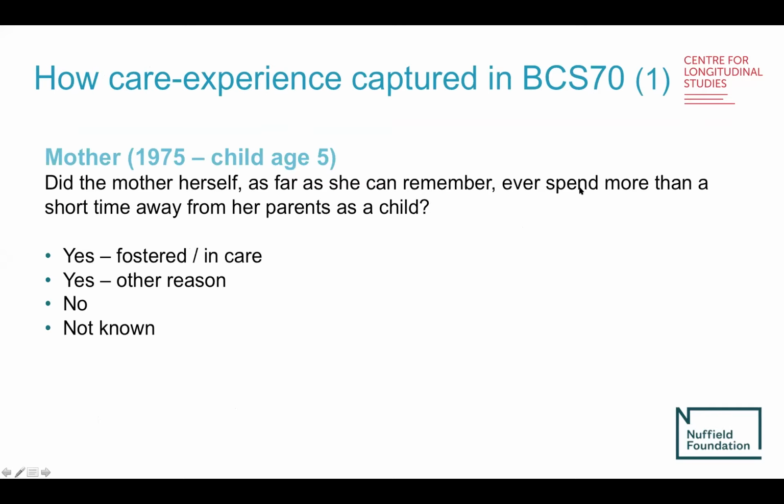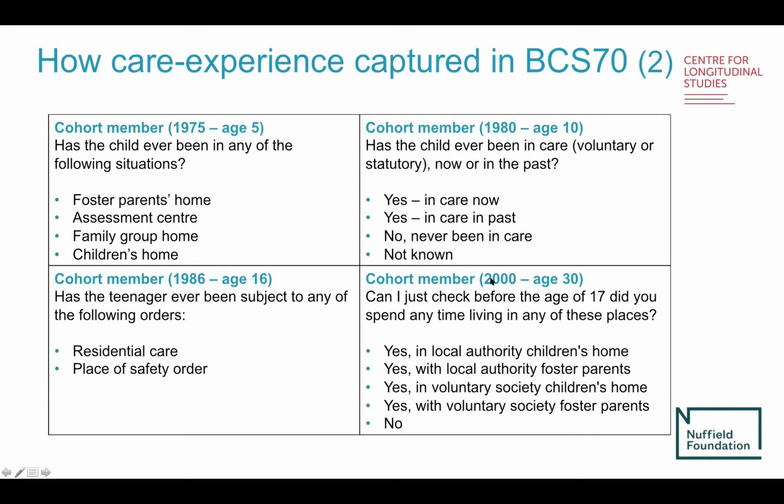Just to recap on the questions that I'm exploiting here. In BCS 70, back in 1975, the mother was asked about any time that she had spent away from her parents as a child. At the same time point, she was asked whether the child had been in any of the following situations: foster parents' home, assessment centre, children's home, etc. Then, as Morag has outlined, there were further questions when the cohort member was age 10 and at age 16. And then the cohort member themselves was retrospectively asked about whether they had spent any time in care when they were 30.